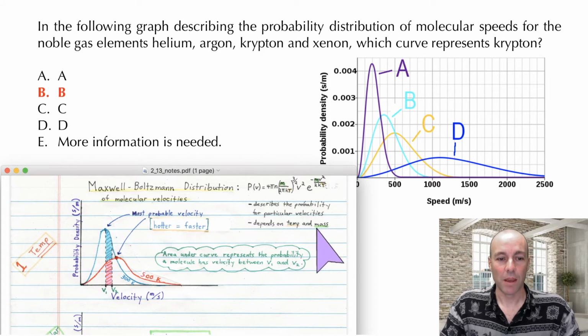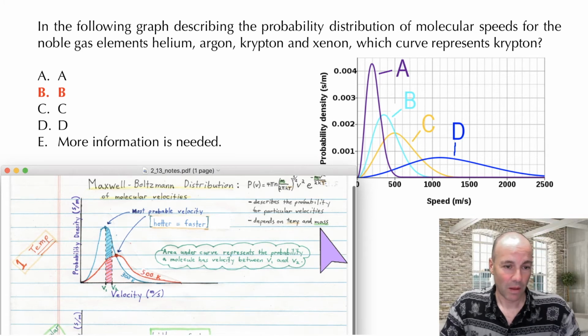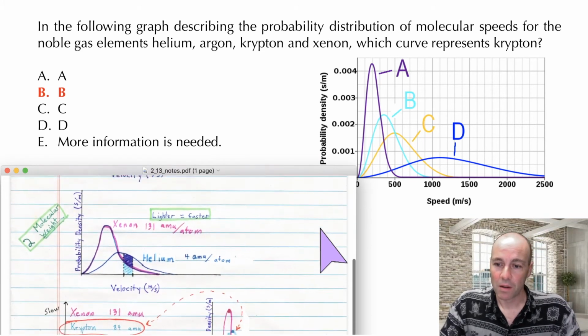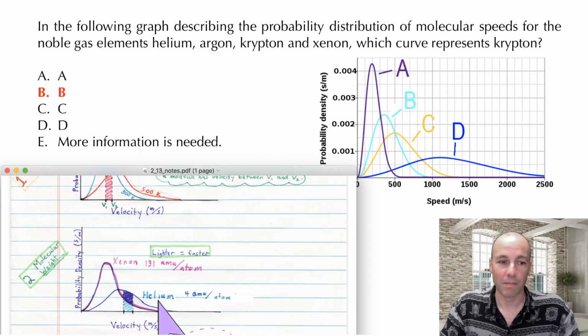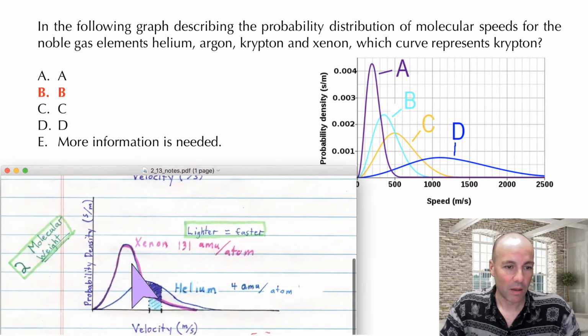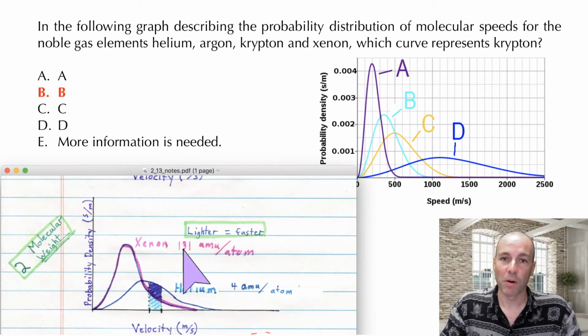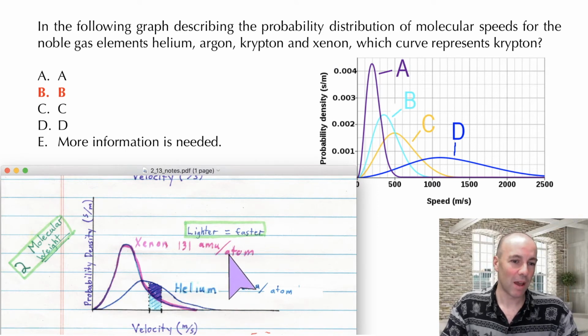The other thing to remember for probability distributions, and one which will help you solve this problem, is the mass dependence. Here are two curves representing xenon and helium. Now, xenon, I'll blow this up a little bit. Xenon is the heaviest gas particle out of these 4 noble gases, and helium is the lightest. Xenon's 131 atomic mass units per atom, and helium is 4 atomic mass units per atom.